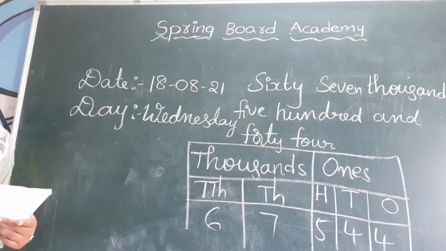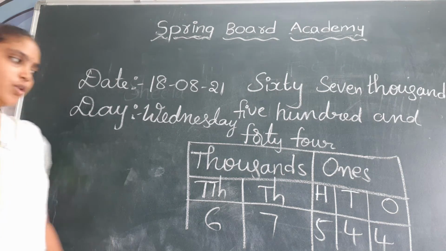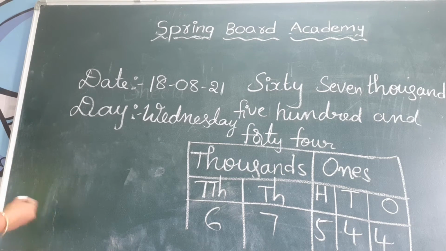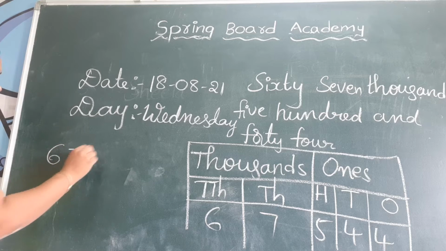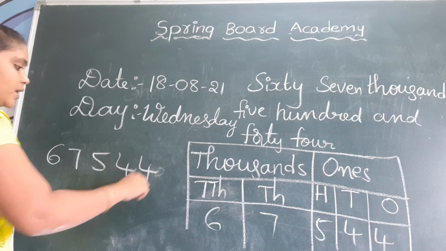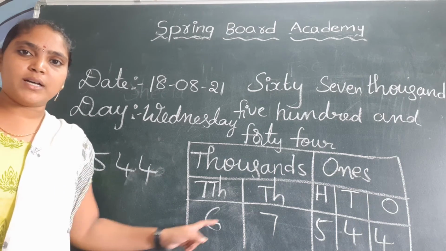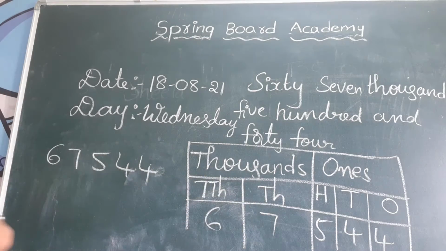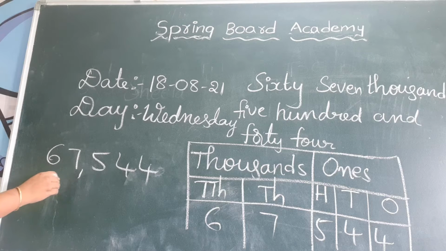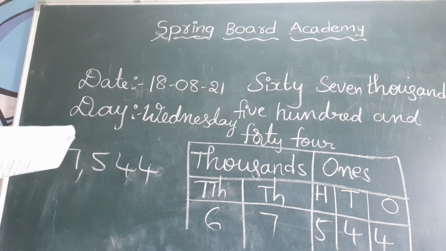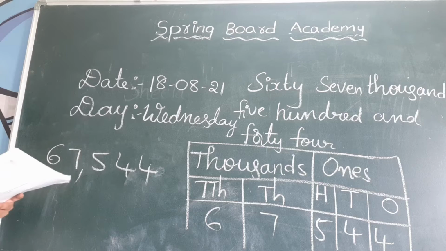And where do we have to place the comma, children? We know that each period is separated by a comma. So here this is the given number. Each period is separated by a comma. 6 and 7 are in the thousands period, no? So after 67,000, after the 7, you have to place the comma. Like that you have to write the number name, children.